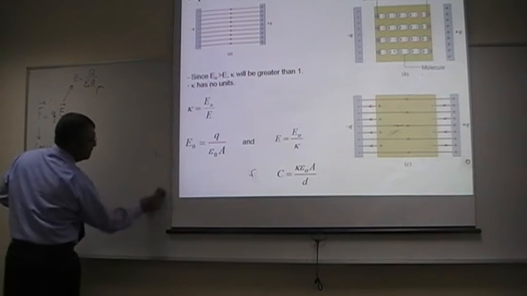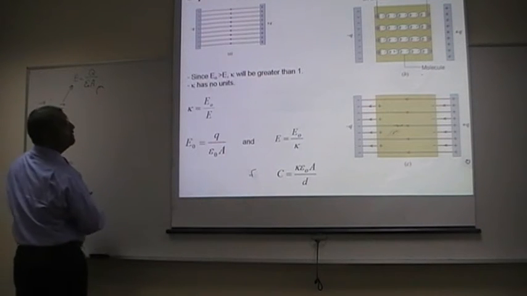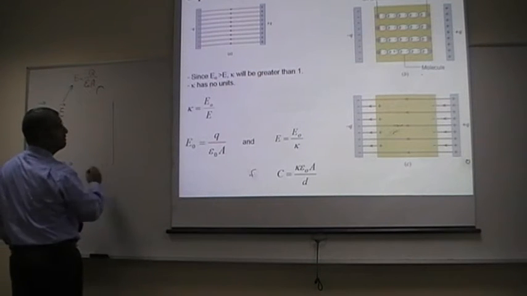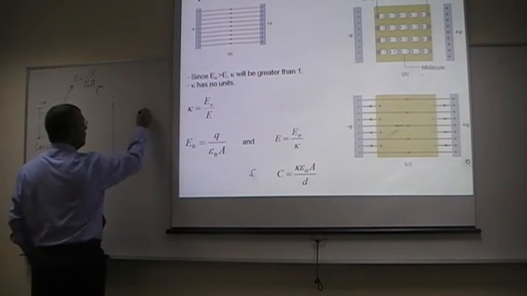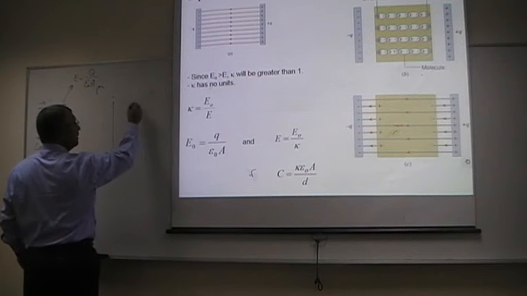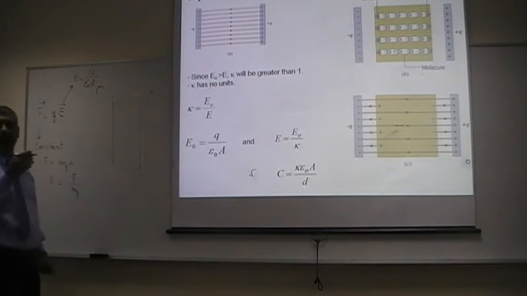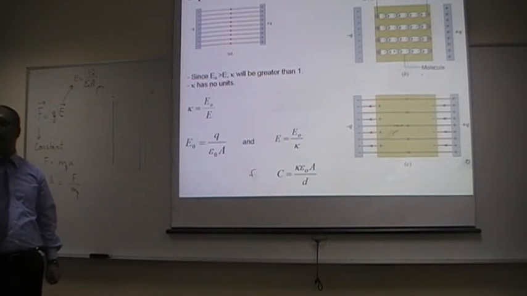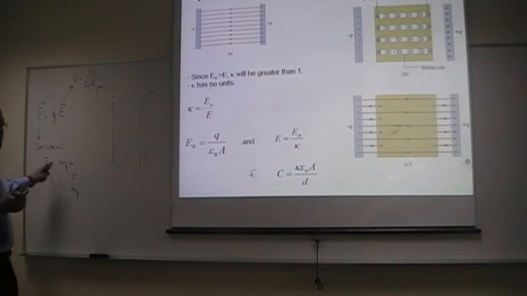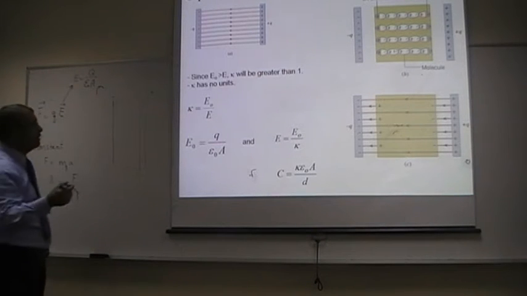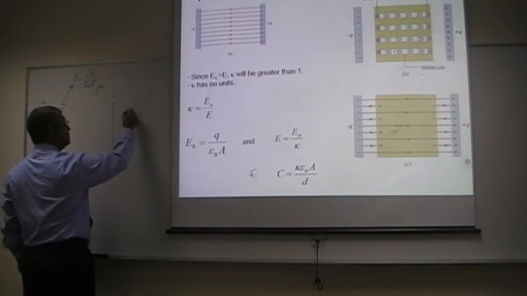Okay. So initially, this is my positive plate, negative plate, and then I put this dielectric material in between. The purpose of putting the dielectric material in between is to do what? To increase the capacitance, to increase C. So these guys at the beginning are somewhere like this.